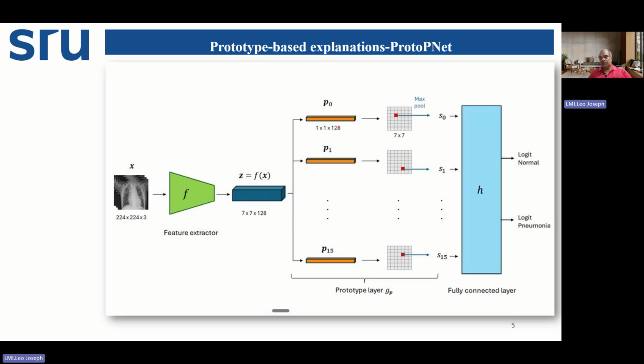And then we connect everything to fully learned weights. After that, by the same procedure, the weights will be adjusted and we will generate a logit normal and a logit pneumonia, two cases. So based on the comparison of the prototypes, we can conclude whether the person is suffering from pneumonia or not, based on the similarities.